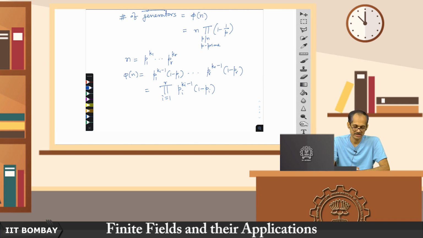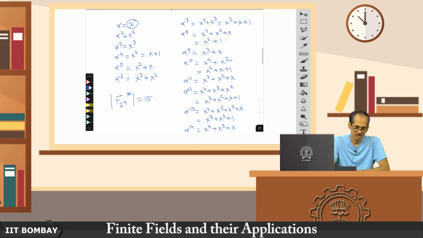So, exactly how many generators are there, and what are the generators? As you know, the Euler's phi function gives us the number of integers less than n which are relatively prime, co-prime to n. And indeed, if alpha is a generator of the group, then alpha power i is also a generator of the group if and only if i is co-prime with n. So, the group G is generated by alpha power i if and only if the GCD of i with n is 1.